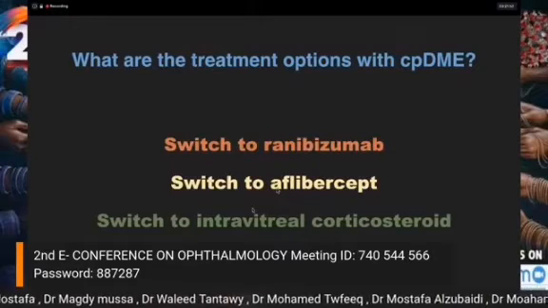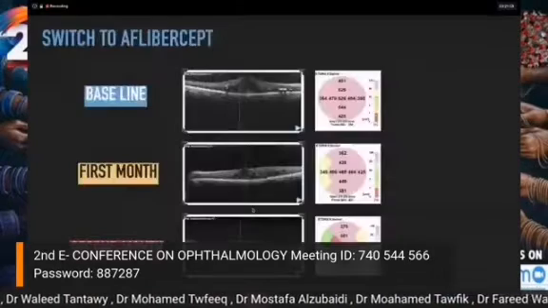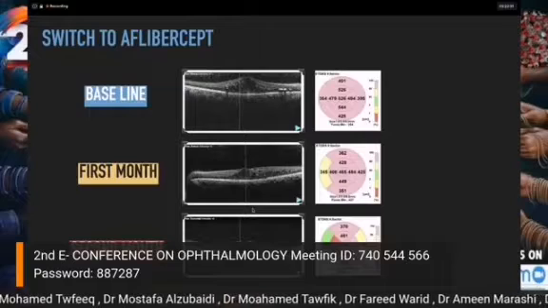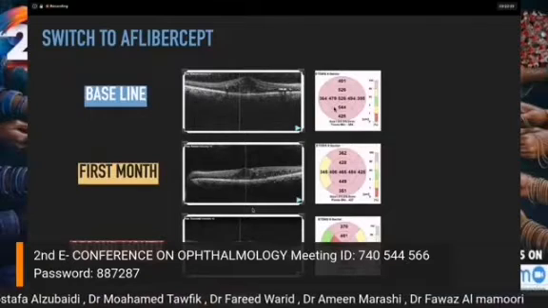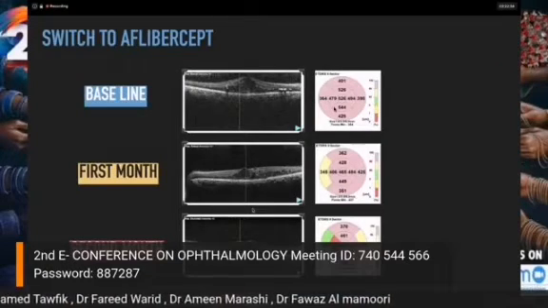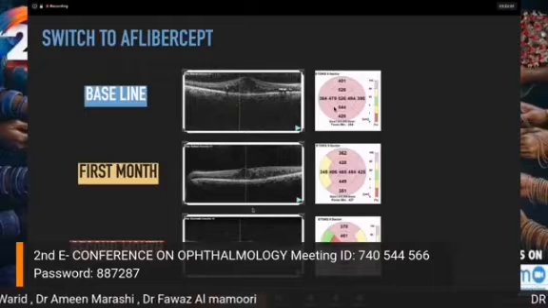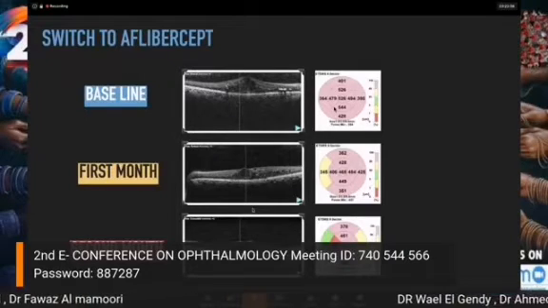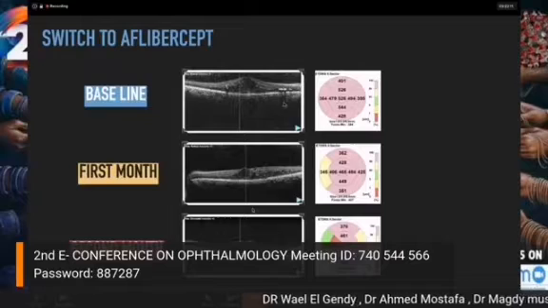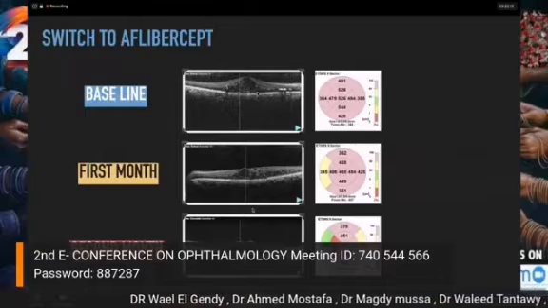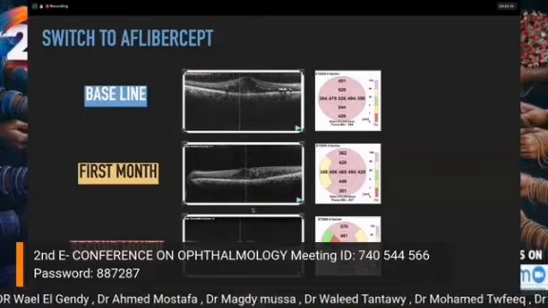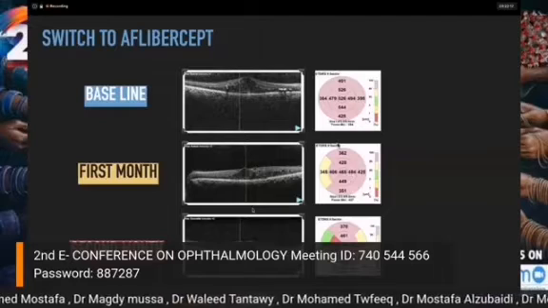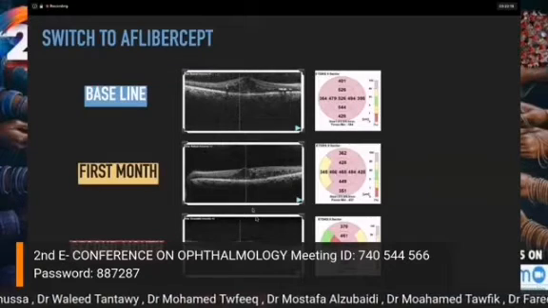So I decided to go for aflibercept. Very nice, Mohammed. So for the right eye, we switch to aflibercept, and for the left eye, we continue with the bevacizumab, right? Yes. And this is the first injection. This is the baseline when I reached the baseline after 6 months. This is after the first month from Eylea. We get a reduction in the central foveal thickness, and this is very nice.